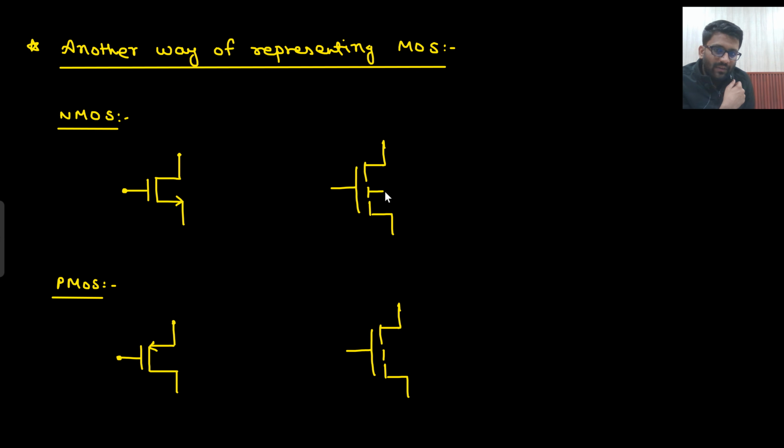Then they will make one line here, one line here. Now they will connect this particular line to the source. Where is the source in PMOS? Upper side. They will connect this particular line to the source. This is known as the body actually. All these things you know: drain, gate, source. This is known as the body.